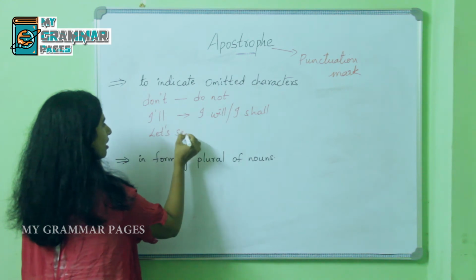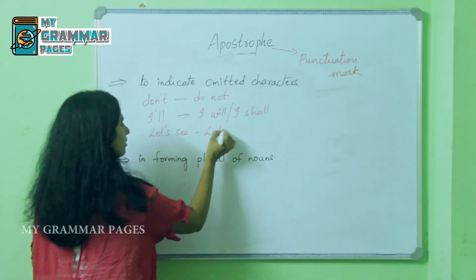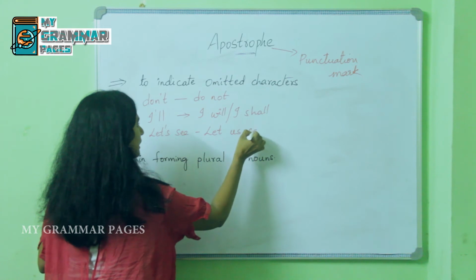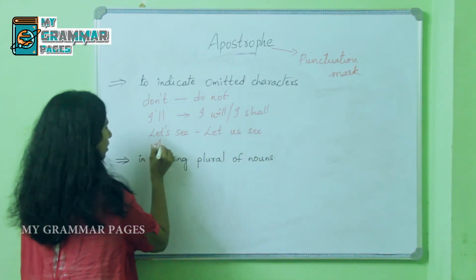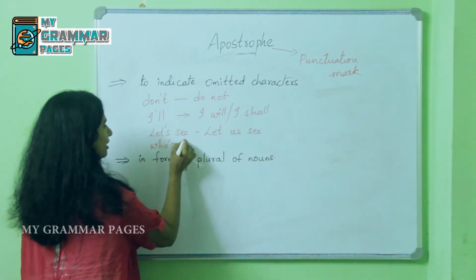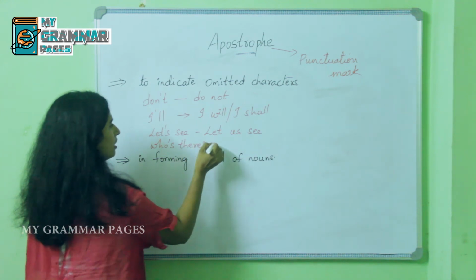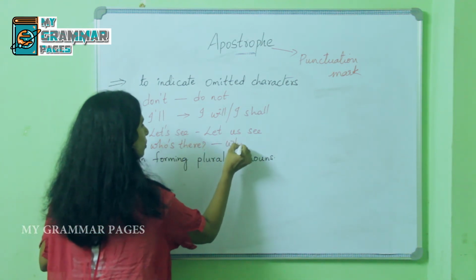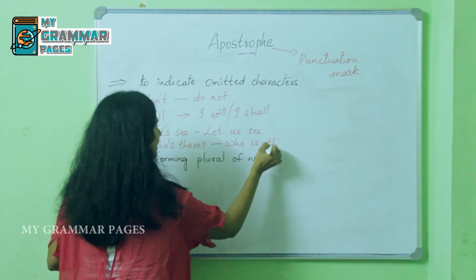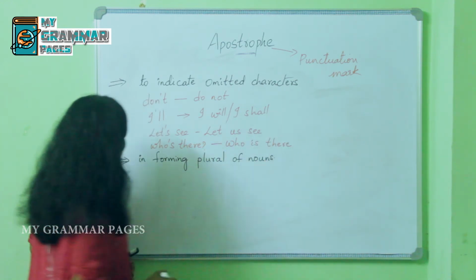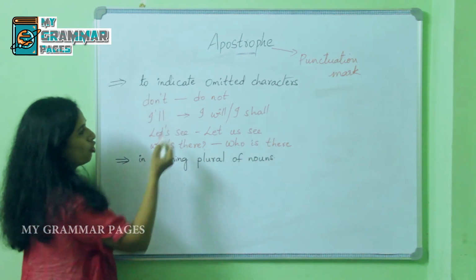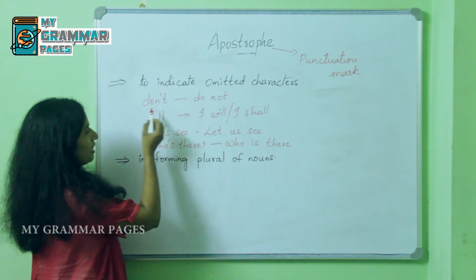Let's see. It means let us see. Who's there? Is who is there. Okay, so here these are the contracted forms of the verbs.